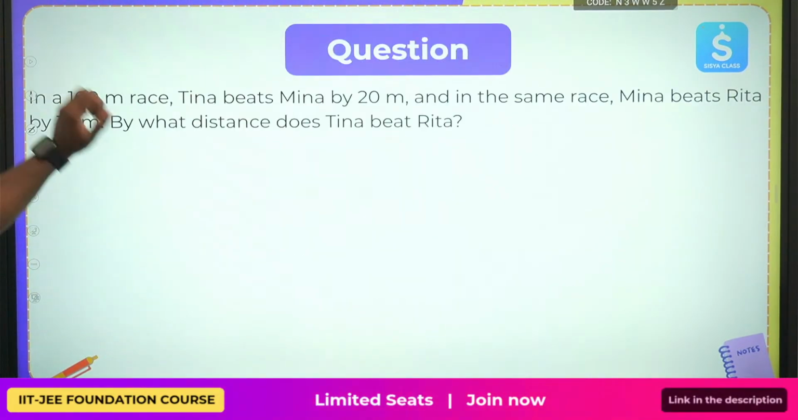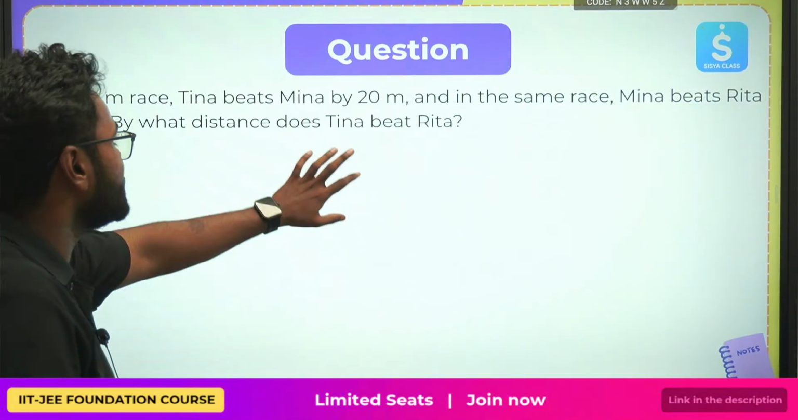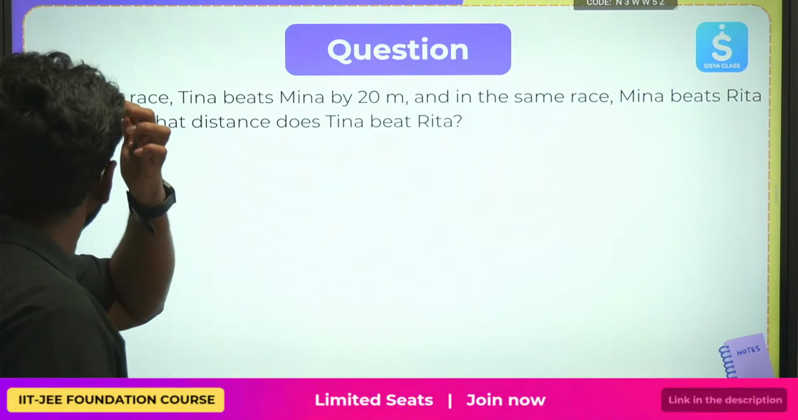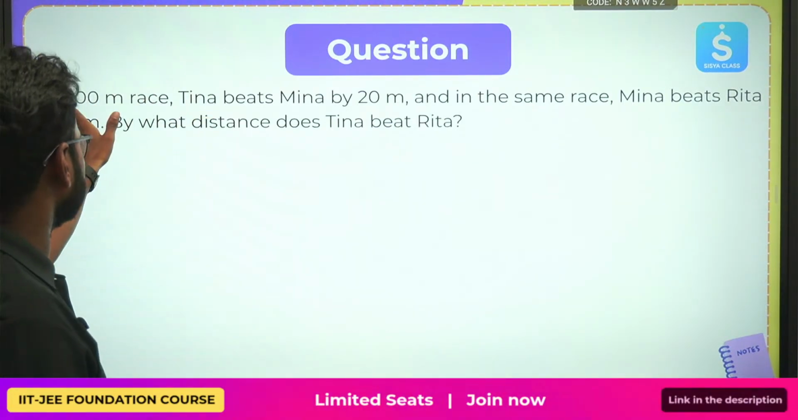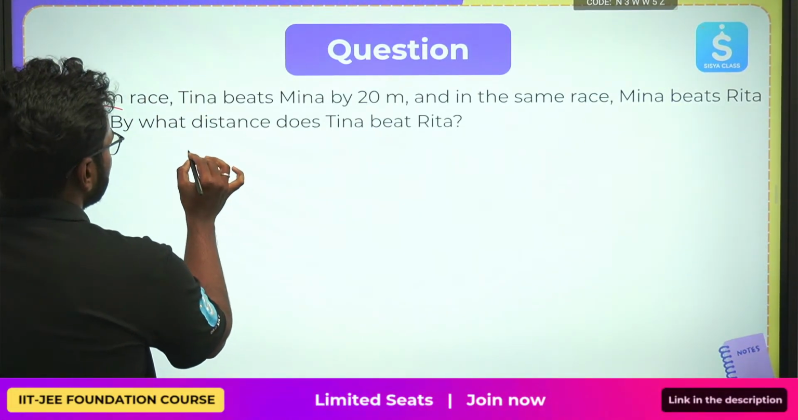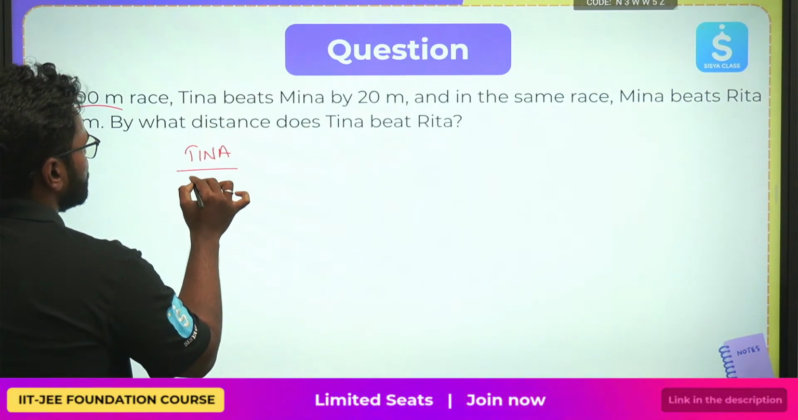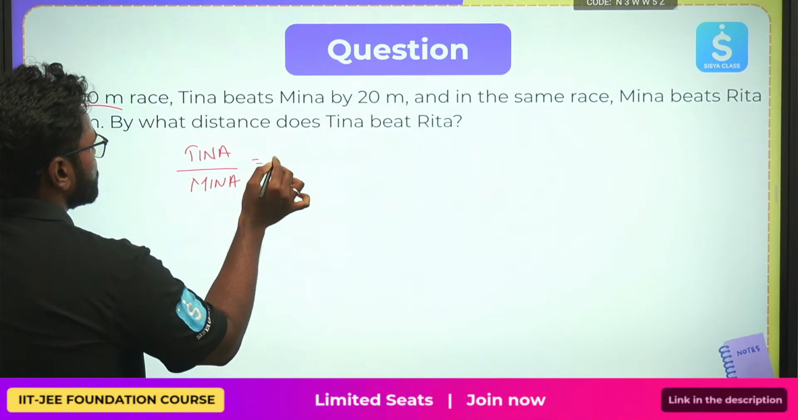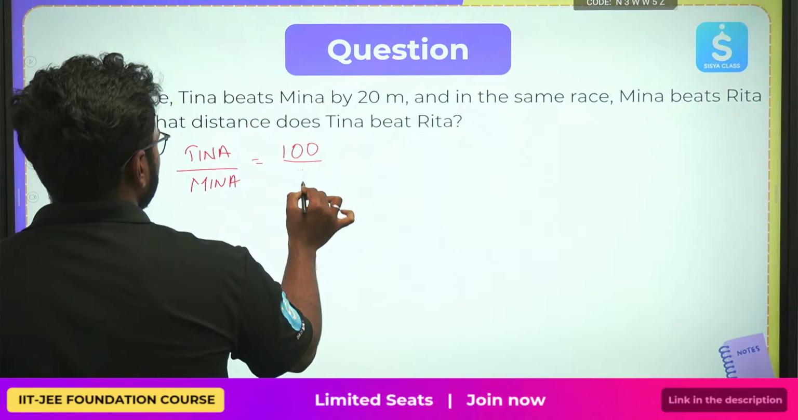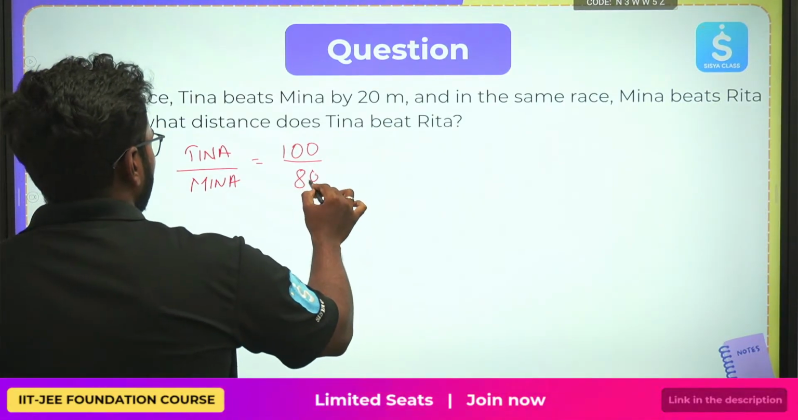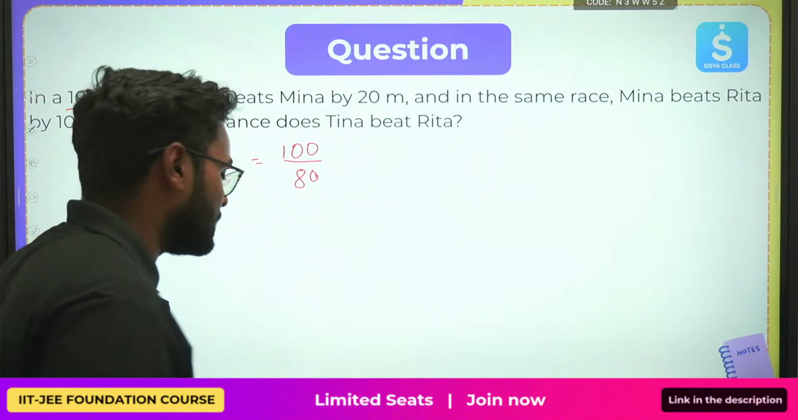Okay. Next we have, in a 100-meter race, Tina beats Meena by 20 meters. If Tina beats Meena by 20 meters, the distance is given as 100 meters. Let me write. Tina beats Meena, so that should be 100 by 80, because when Tina has completed her 100-meter race, Meena is at 80.